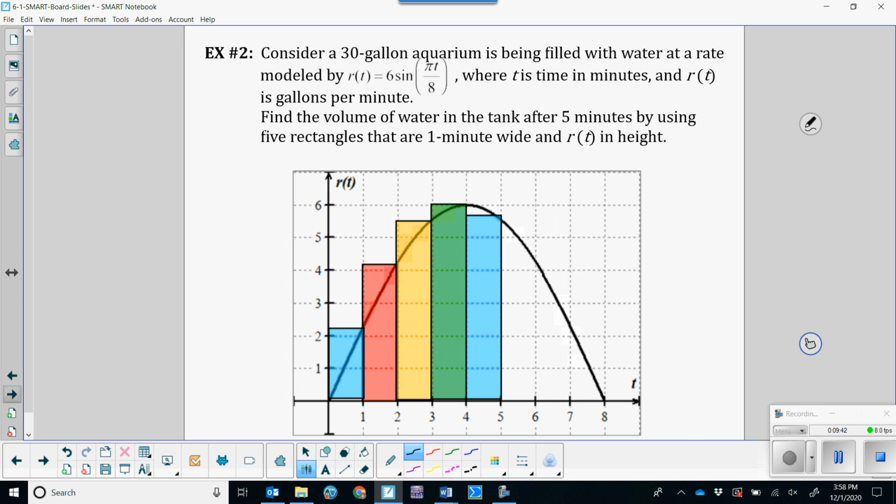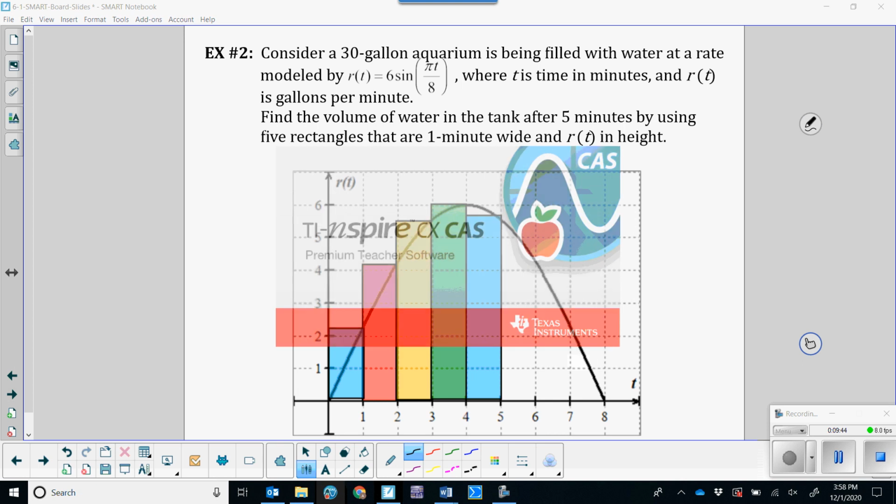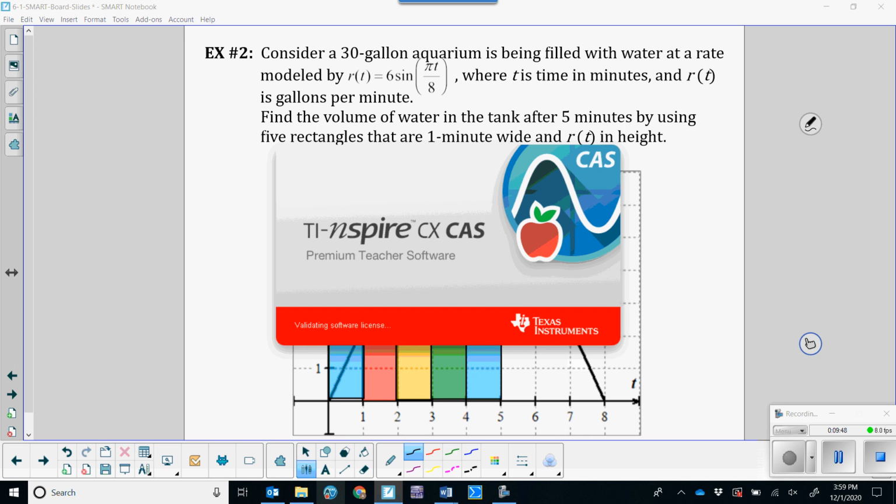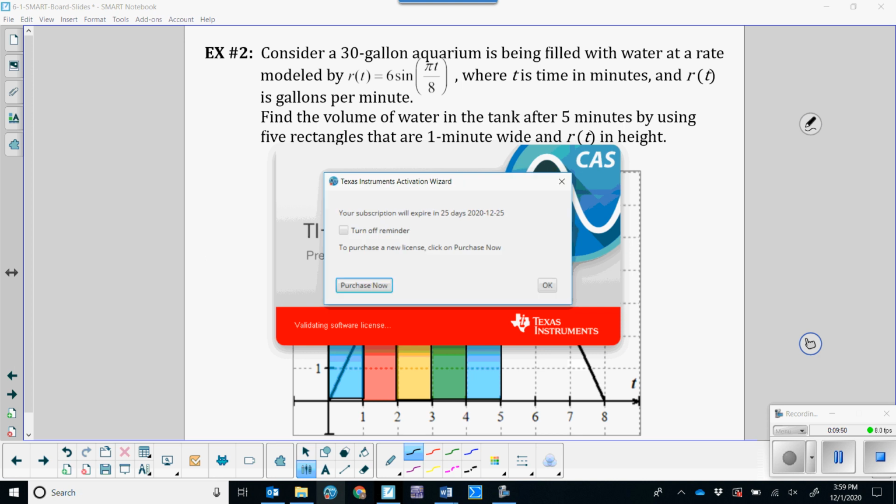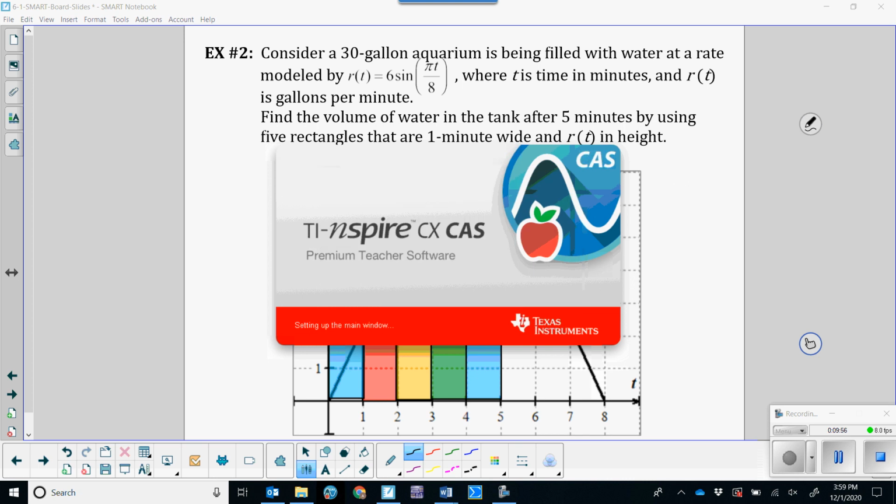So I'm going to go ahead and let the calculator app start opening while we read this question. So we have this 30-gallon aquarium. We're filling the water at this function. Okay, so this function R(t), etc. Again, it doesn't matter. Don't spend a lot of time worrying about that. That's what models how we're filling the water.